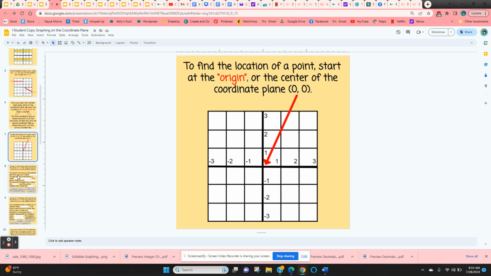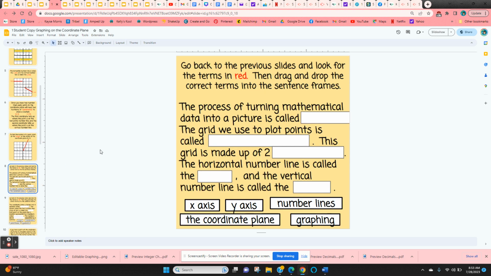So after you've gone through all these slides with the students, they've got two slides where they're going to be moving these terms into the correct place in the sentence frames. To move the words, you just click and hold on the edge of the box, and then you can move them into place. So that's a good review for what they've just learned. They can also refer back to previous slides. So there's two slides there with vocabulary.